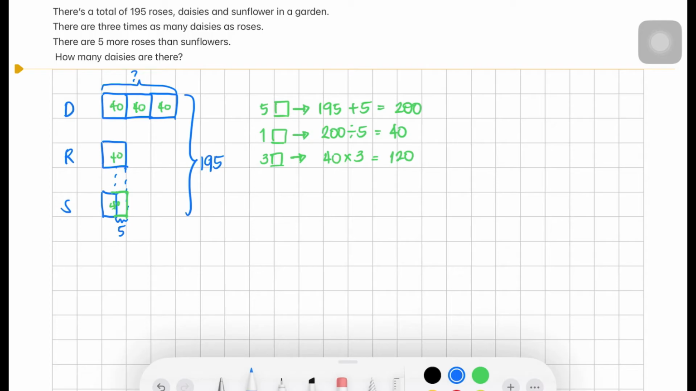How do I check if my answer is correct? So we will look for the total. If our total is 195, then our answer is correct. So for checking, we have for the daisies 120, for the roses we have 40, and then the sunflowers will be 40 minus 5, 35. So the total, 7, 8, 9, 195. So that means our answer for this is correct.